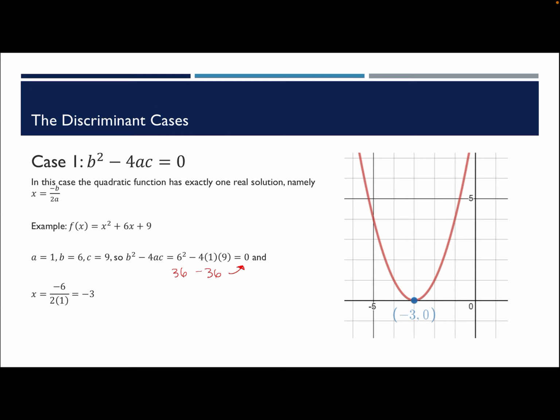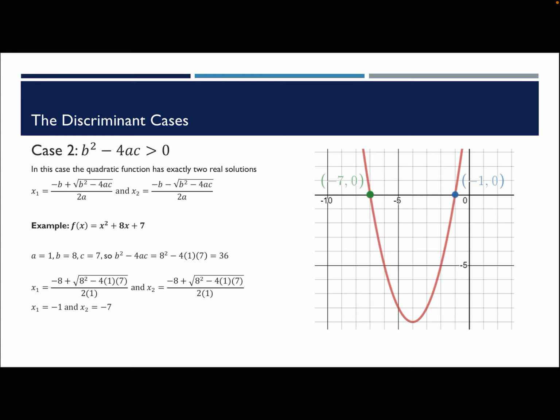And when that happens, your solution is the vertex of the parabola. And so in this case, that's x equals -b divided by 2a. We learned that in the previous section. So -6 divided by 2 times 1 is obviously -3. And we can see that is the only solution for this quadratic function. And again, that's when b squared minus 4ac is exactly 0. You get one real solution.